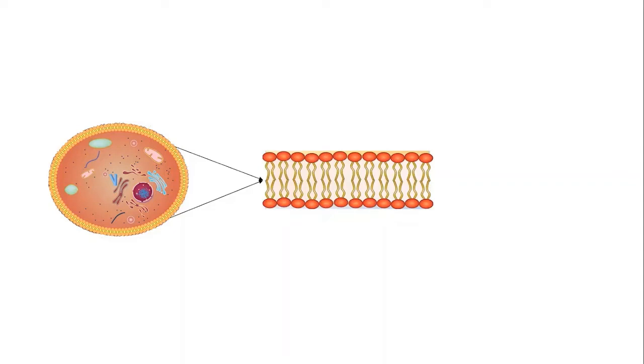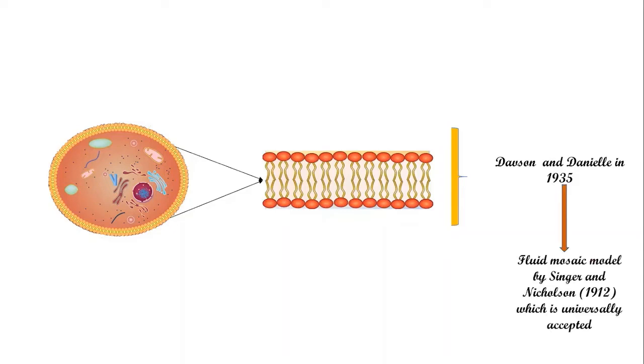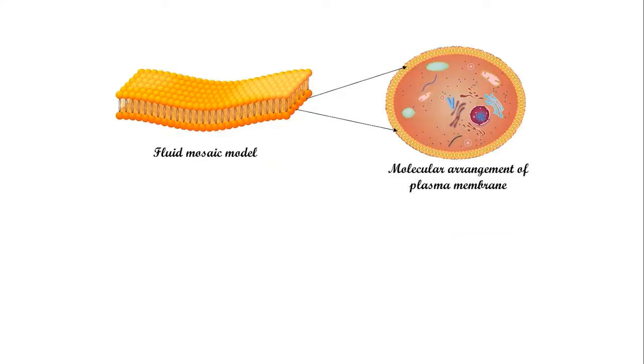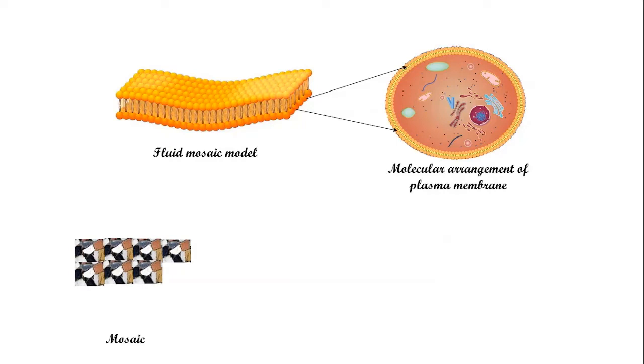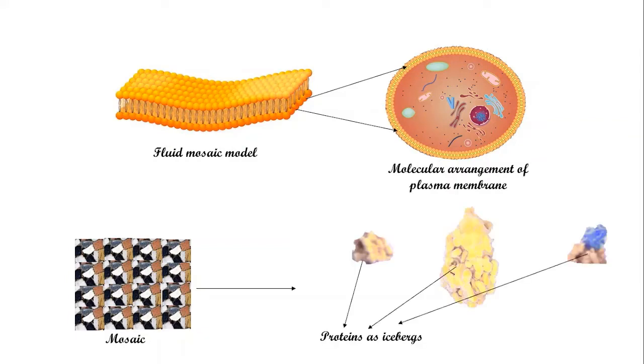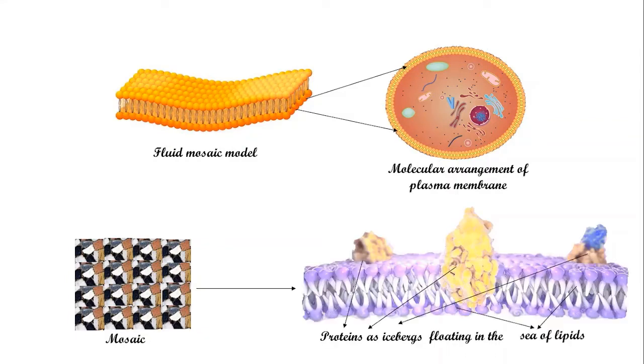The lipid bilayer was originally proposed by Davson and Danielli in 1935. Later, the structure of the biomembranes was described as the fluid mosaic model by Singer and Nicolson in 1972, which is universally accepted. The fluid mosaic model of membrane describes the molecular arrangement of the plasma membrane and other membranes in the living organism. A mosaic is a pattern of many small pieces fitted together. According to this, the membrane is a mosaic of proteins floating like icebergs in the sea of lipids.